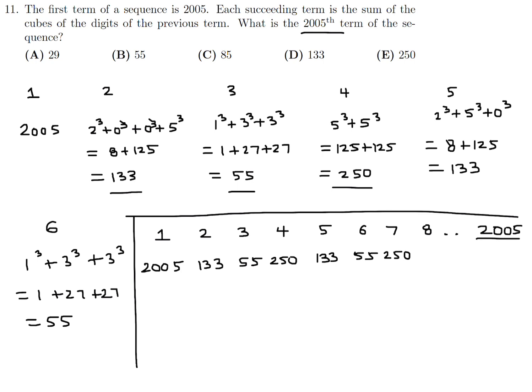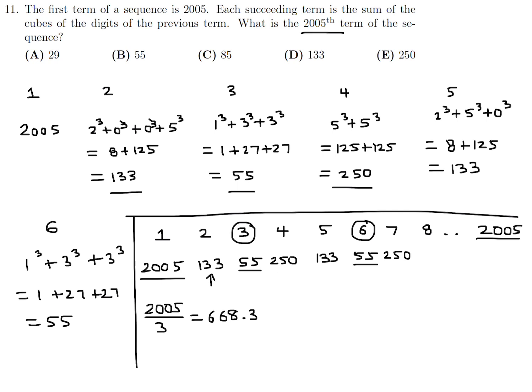Well, let's see. It seems like every time the term number is divisible by 3, it'll be 55. So is 2005 divisible by 3? And the answer is no. 2005 divided by 3 is 668.3, like that. Okay, so it's not 55. Well, obviously it won't be 2005, so it'll be either 133 or 250. We just have to figure out which.